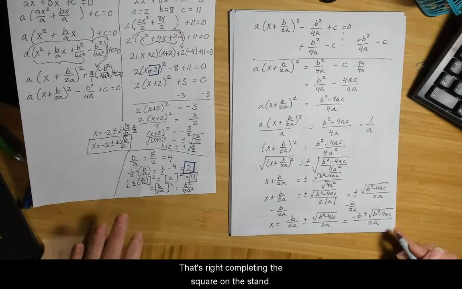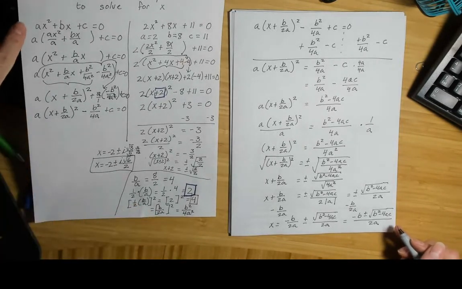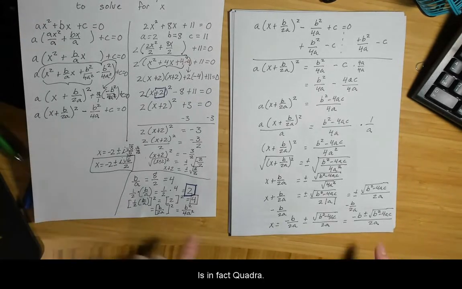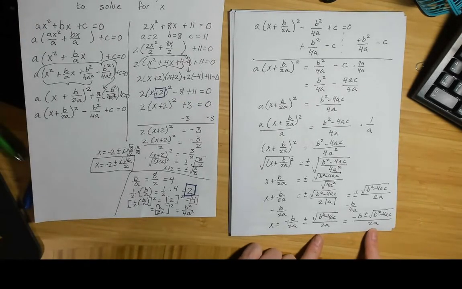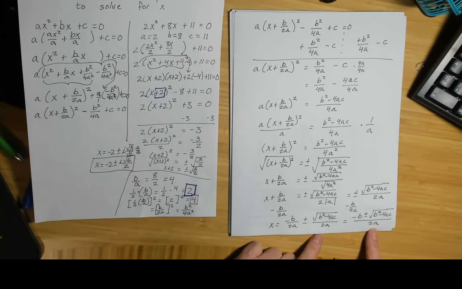That's right, completing the square on the standard form ax squared plus bx plus c is, in fact, the quadratic formula. That's why both of these methods work in all cases. They are the flip side of the same coin. They are, in fact, the same technique. Let's do another example of completing the square.